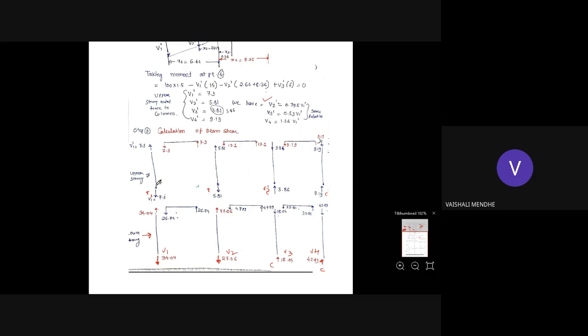Then from this column you have to find out the values of beam shear.